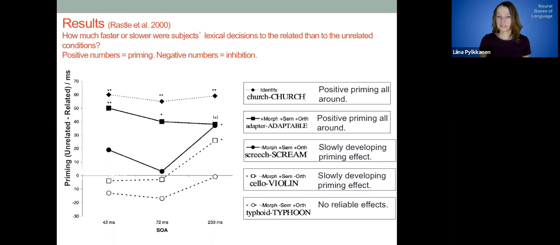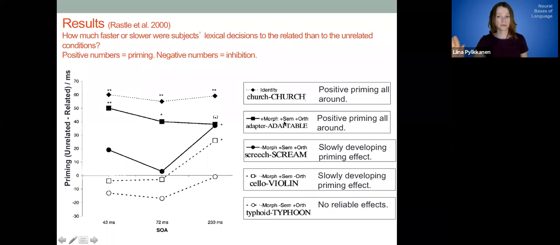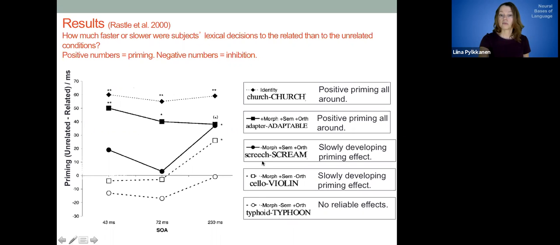Crucially, what we see here is that it is really difficult to explain the pattern that you get for the morphological relatives purely in terms of similarity. If you put cello and violin and typhoid together and combine those two effects, you're not going to get up here. And with the screech-scream case, in a naturally occurring pair, when phonological and semantic similarity co-occur, which doesn't happen often, that also looks different from the morphologically related case.